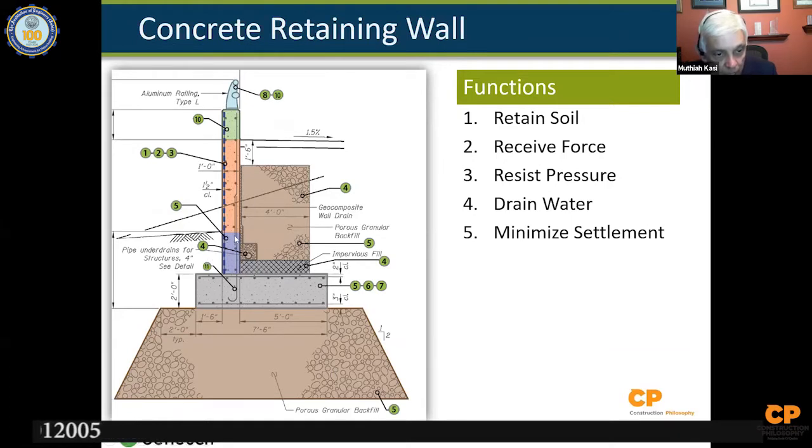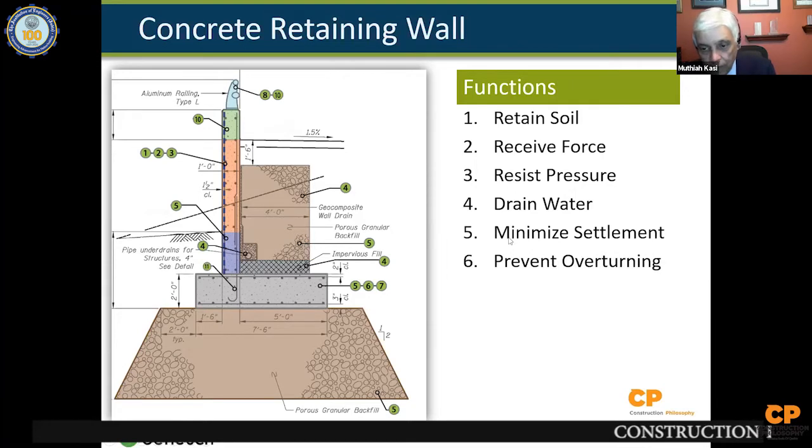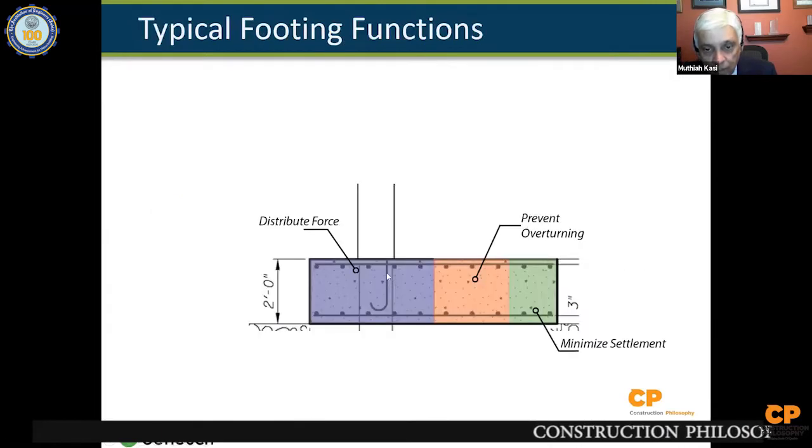We are in a cold climate, so we had to locate the footing 4 feet below for the frost action. Otherwise it will settle, freezing and thawing. So this part of the retaining wall is still to minimize settlement. Then to prevent overturning, 5, 6, 7, if I can go back to the previous slide, the footing has 3 functions.